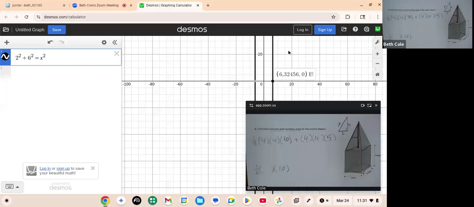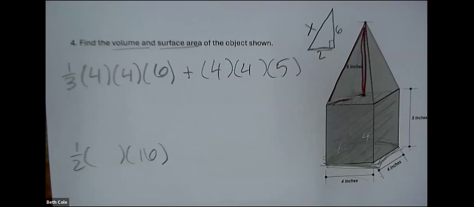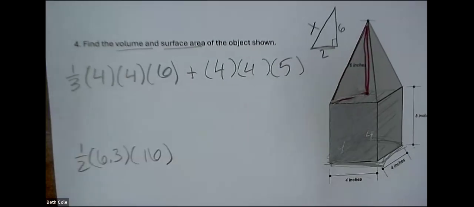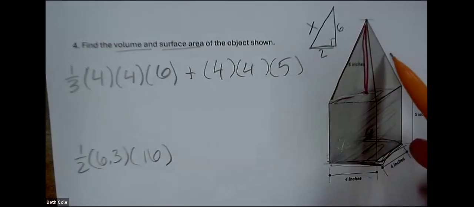All right, so our slant height is, do you see it here? 6.3. I'm just trying to make it more of a conversation instead of me just talking at you. All right, so 6.3. So that's the pyramid at the top.